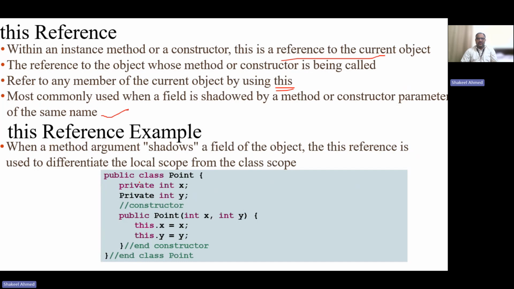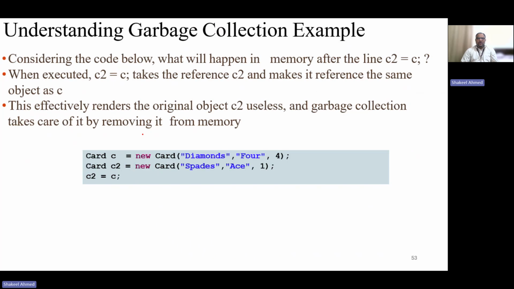So here you have a class called Point, with the variables private x and private y, and a constructor Point(int x, int y). Here this.x = x and this.y = y. So you can use those variables as this references of the current object, and you can use this in the constructor as such.